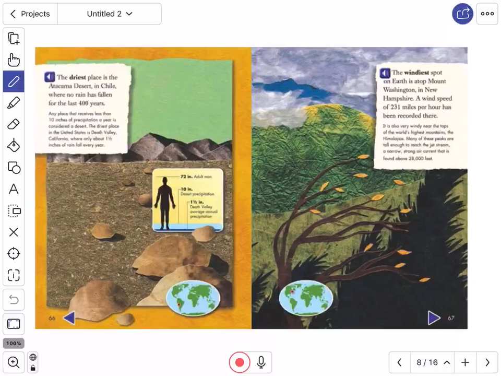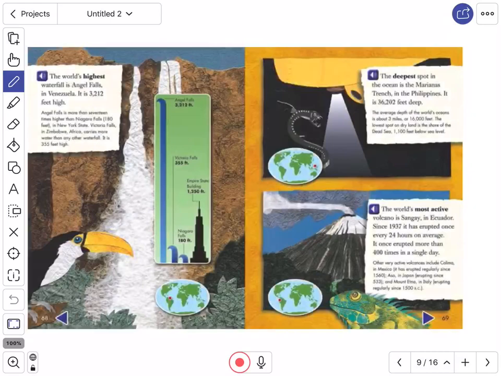And the windiest spot on Earth is atop Mount Washington in New Hampshire. A wind speed of 231 miles per hour has been recorded there. It is also very windy near the tops of the world's highest mountains, the Himalayas. Many of these peaks are tall enough to reach a jet stream, a narrow, strong air current that is found above 28,000 feet. The world's highest waterfall is Angel Falls in Venezuela.